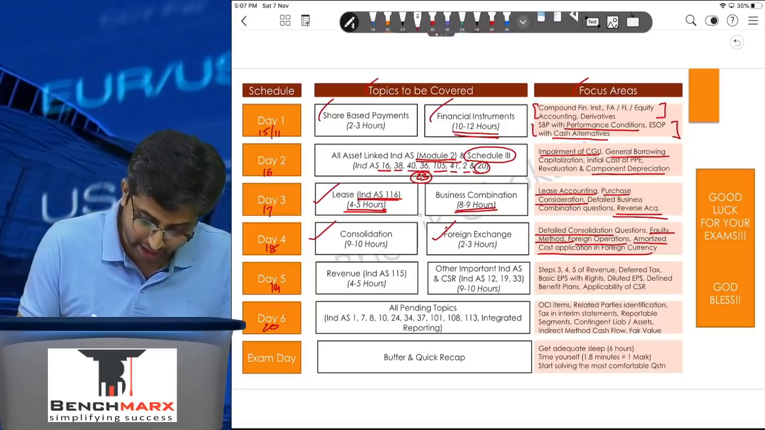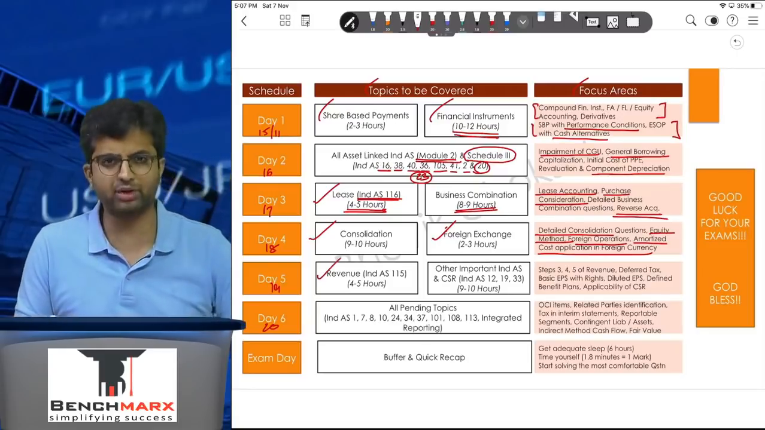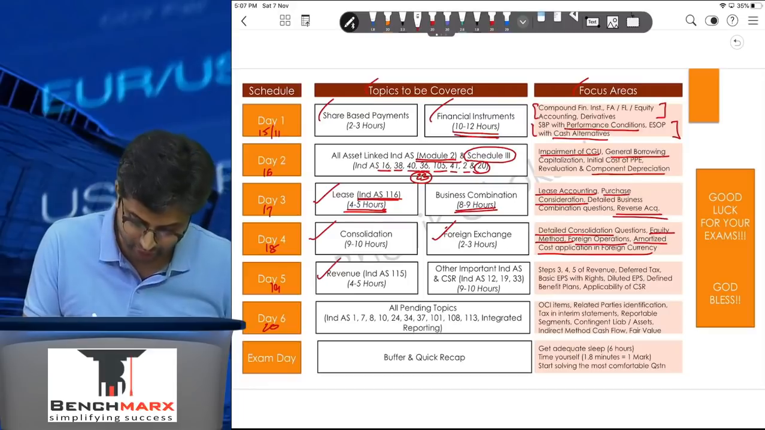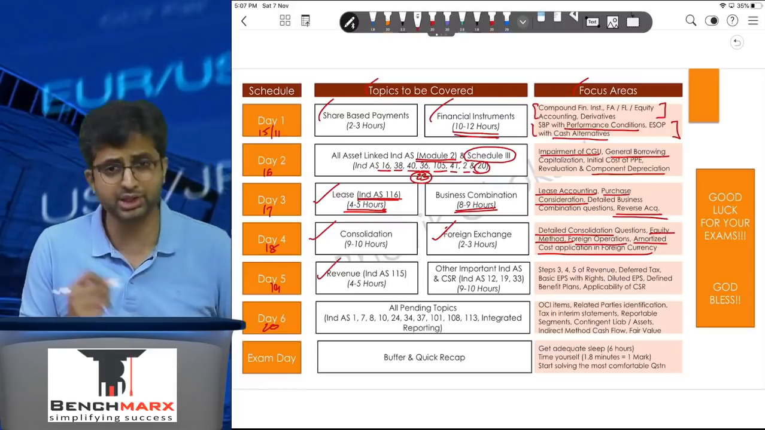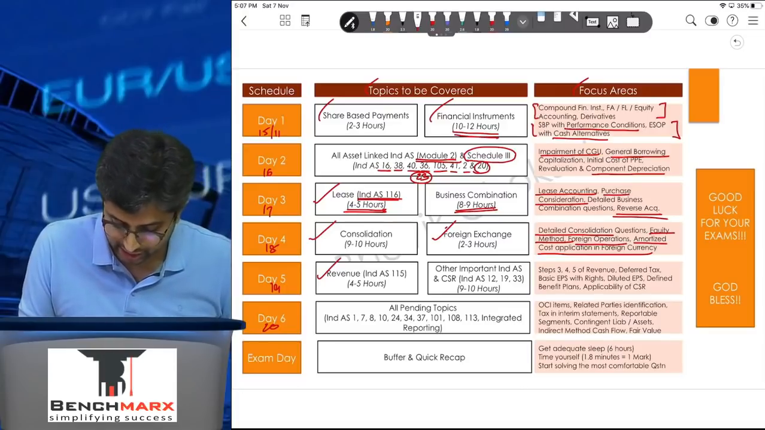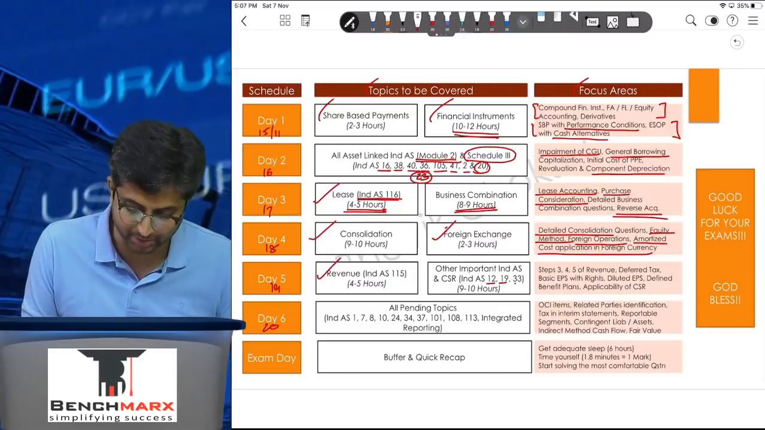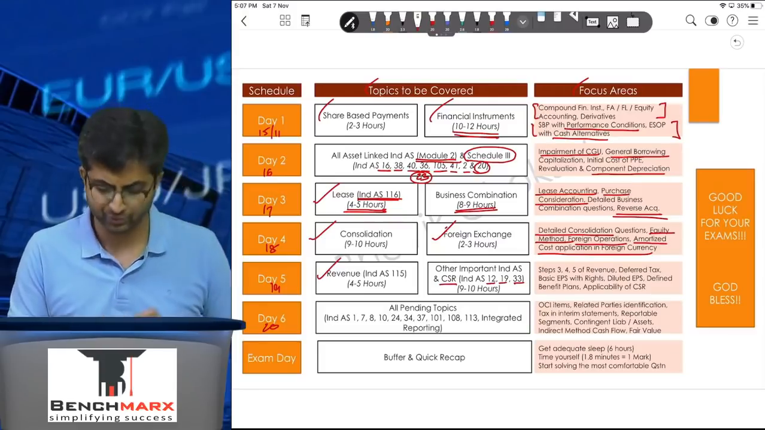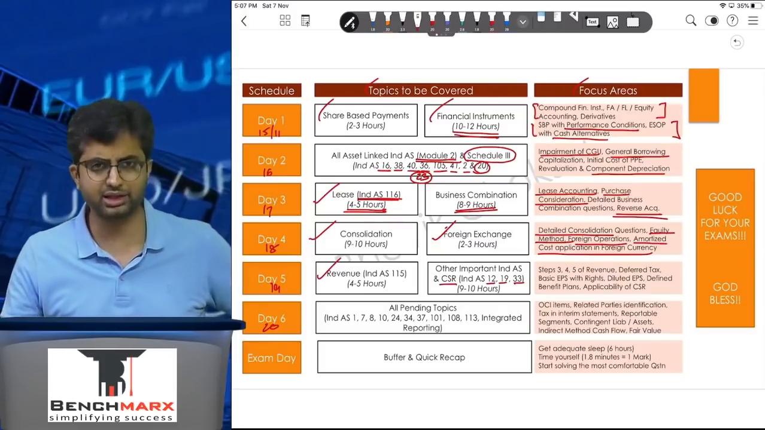So over here, in the next day, we go to revenue, one of the last big standards that are remaining, revenue under Ind AS 115, which is again 4 to 5 hours, a generous amount of time, and other important Ind ASs like Ind AS 12, deferred taxes. Then you have employee benefits and EPS and CSR. So 4 to 5 hours for leases, and then the other important topics.